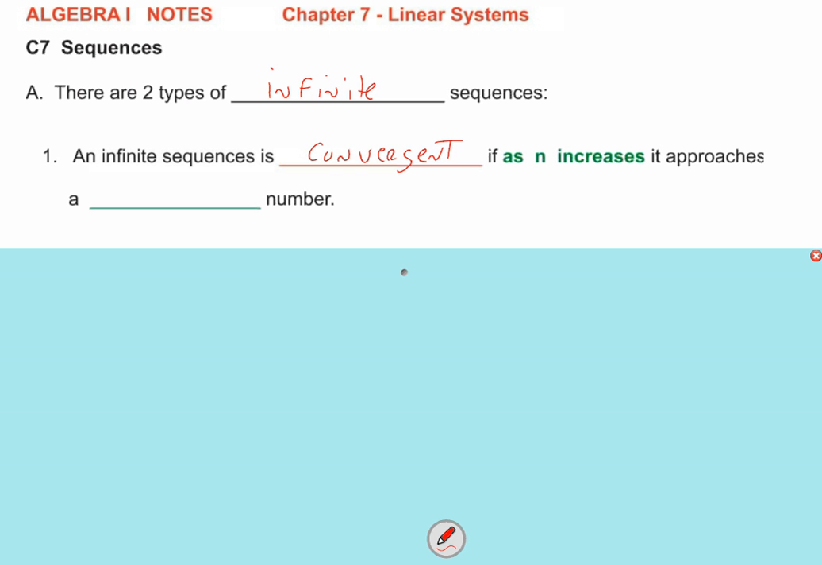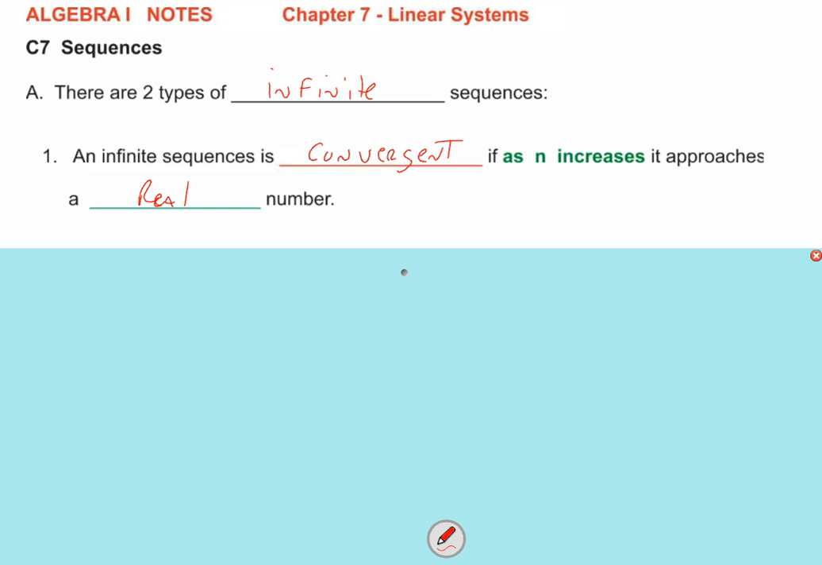All right, so an infinite sequence is convergent if, as you keep going along the sequence, as n increases, and remember, n is the term number: first term, n is 1; second term, n is 2; third term, n is 3. Again, try to refresh your memory. As you keep increasing n, the sequence approaches a real number.